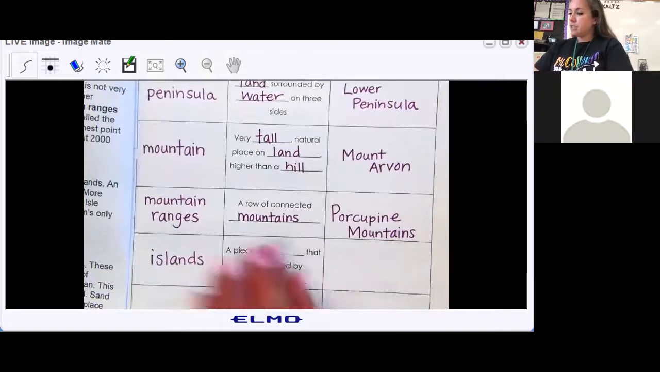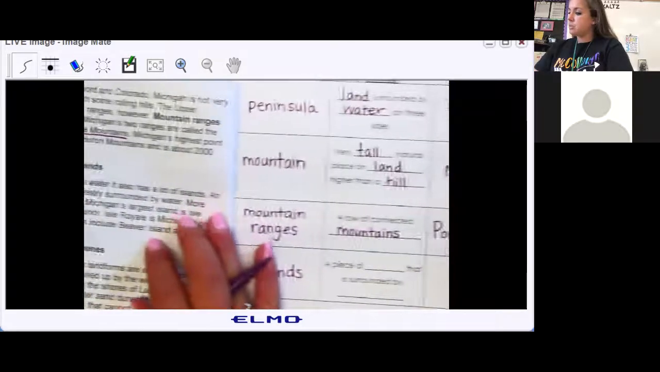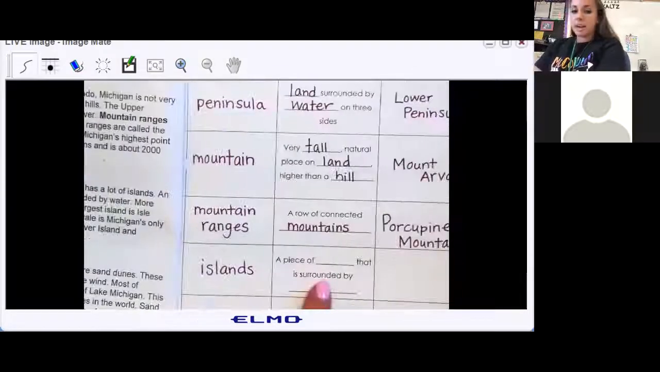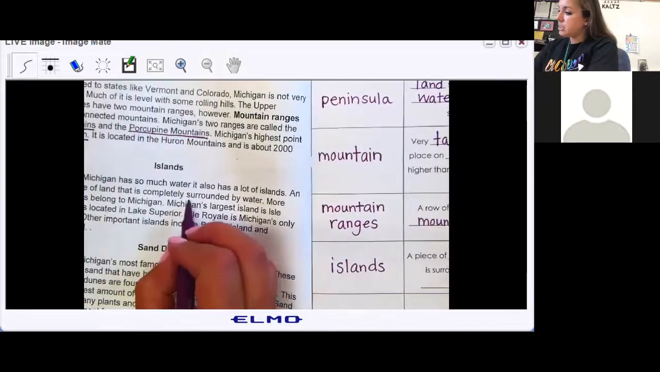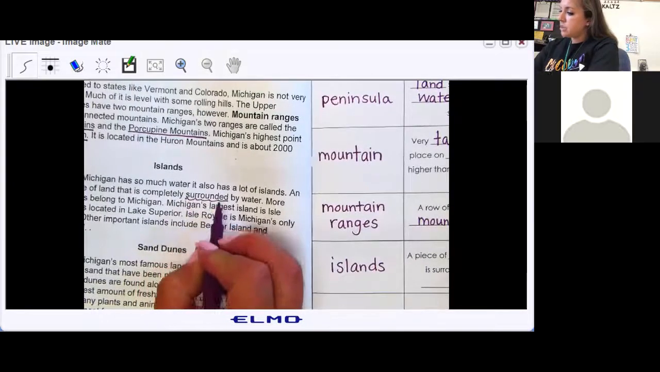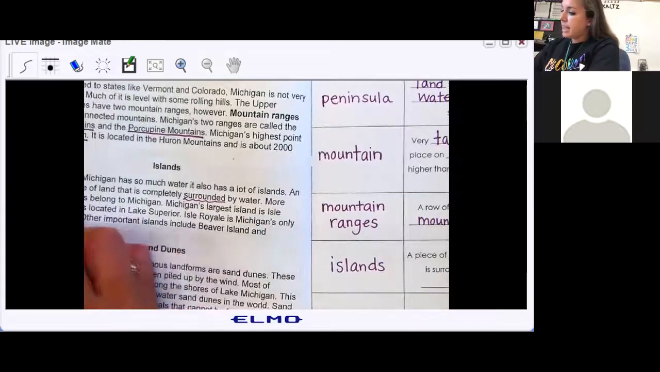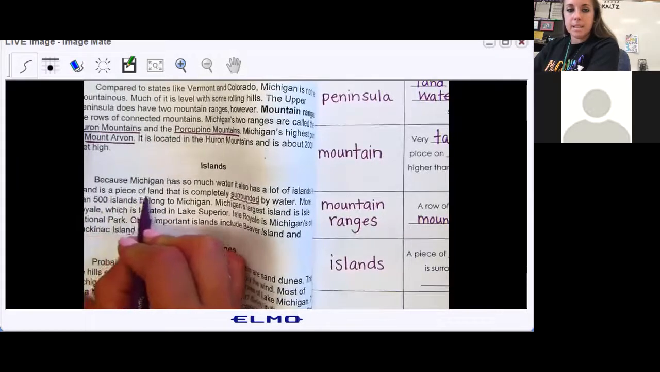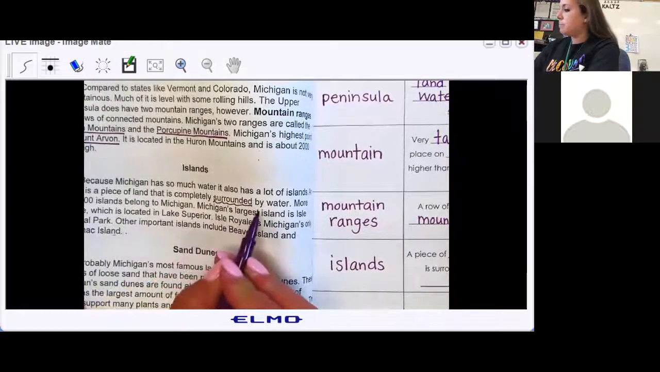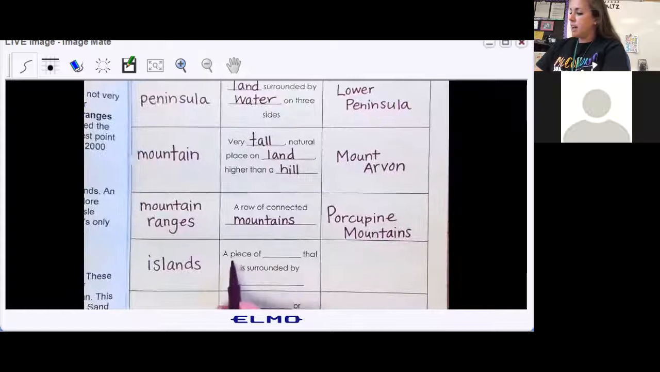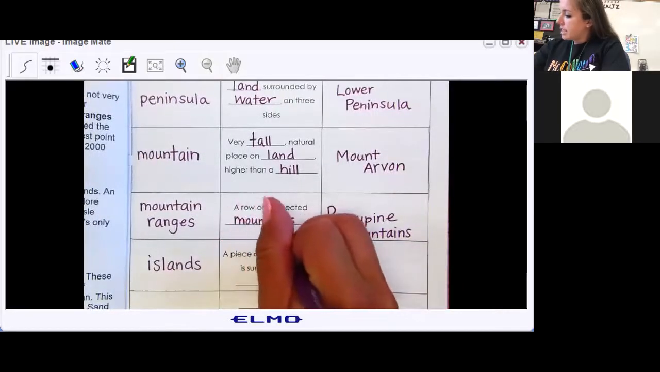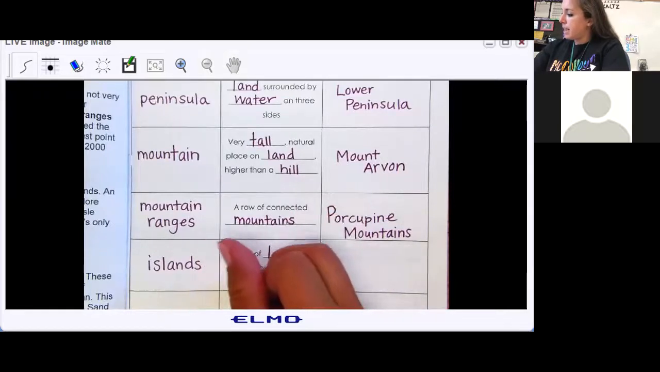Now this definition is actually found right in the reading. I see the word surrounded and I see the word surrounded. So I'm going to back up a little bit. Island is a piece of land that is completely surrounded by water. A piece of land that is surrounded by water.